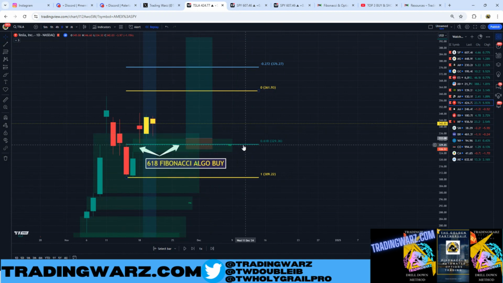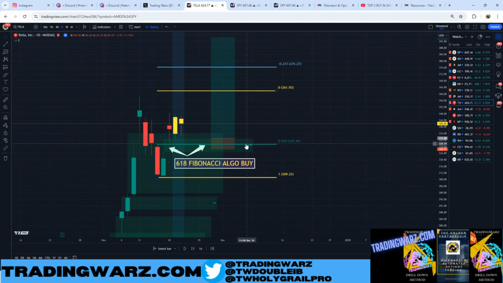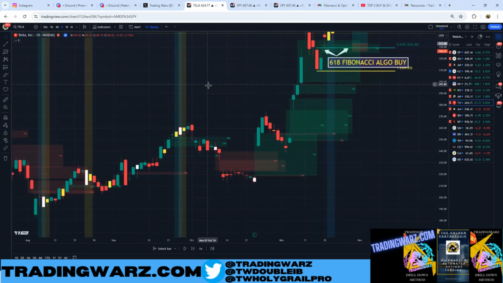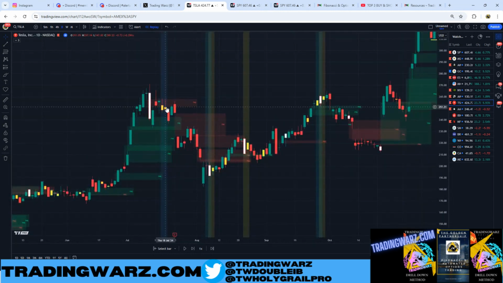So before I took this 618 Fibonacci here, there was a double inside day on Tesla. And this is a straightforward strategy that I've been using for a long time. We can see last time we had a double inside day on Tesla was back on the 18th of July. Generally, these double inside days, the next day there's a big move.